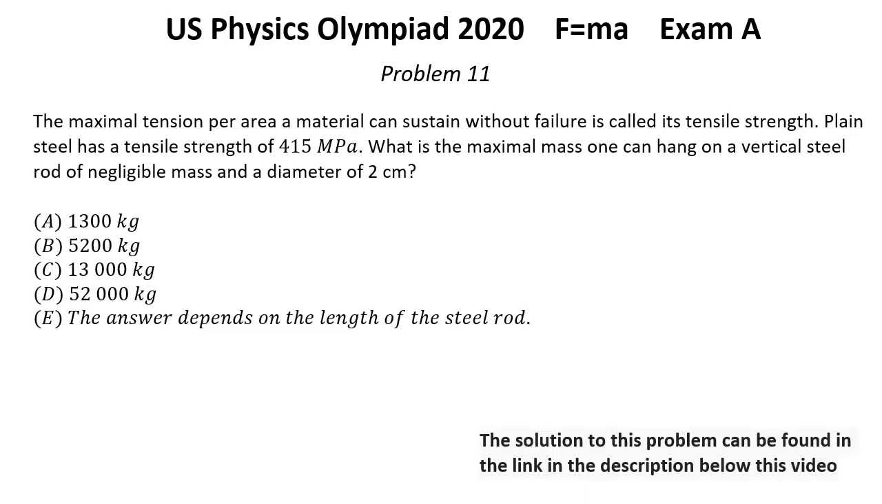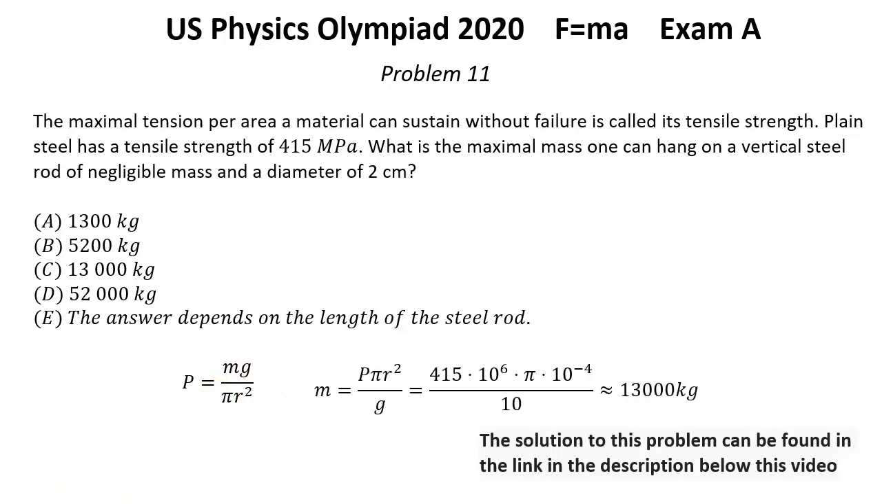Tensile strength equals force over cross-sectional area, and the force equals mg. So we have tensile strength P equal to this expression, and from here we can find the critical mass. That will be tensile strength multiplied by pi multiplied by R squared over g. And after putting in numbers, we have approximately 13,000 kilograms, which is answer C, and that was the solution for problem number 11.